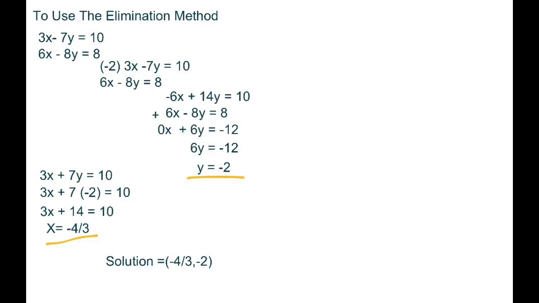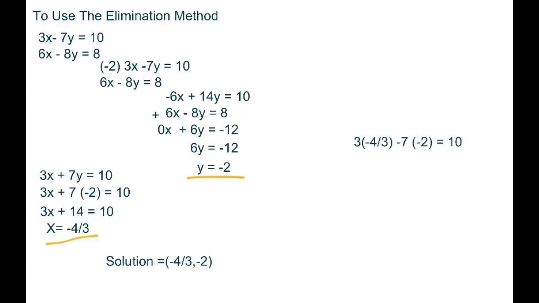And basically, now to check it, you can check it by substituting the numbers for the variables into the original equations. What I mean by that is taking the first equation again and plugging both of these numbers in. Or we can take the second equation, but I'm going to take the first one. So if you look over to the right here, I have 3 times negative 4/3 minus 7 times negative 2 equals 10.